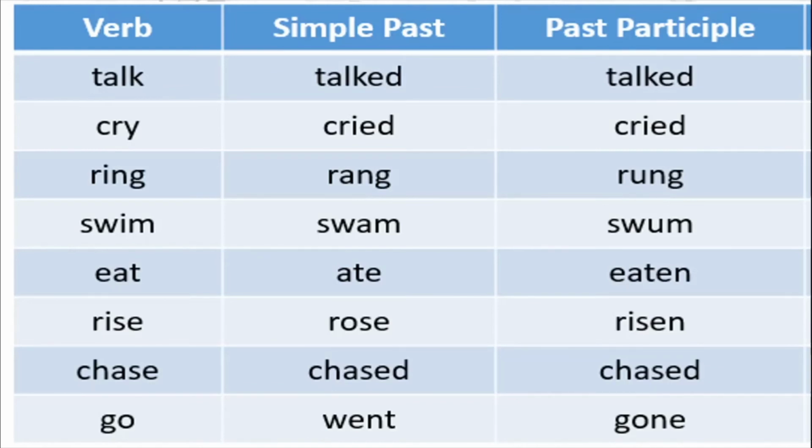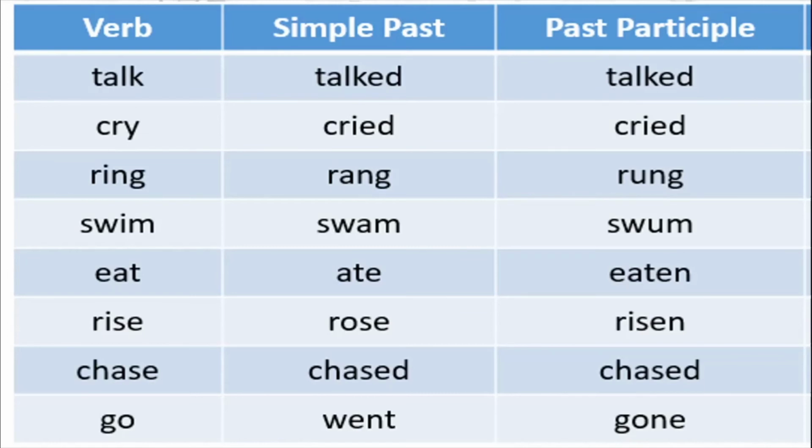Past participle is swum. So when you want to use a sentence in the perfect tense, that time you make use of the past participle. Eat is eaten. Rise is risen. Chase is chased, and go is gone. Let us look at some examples now.